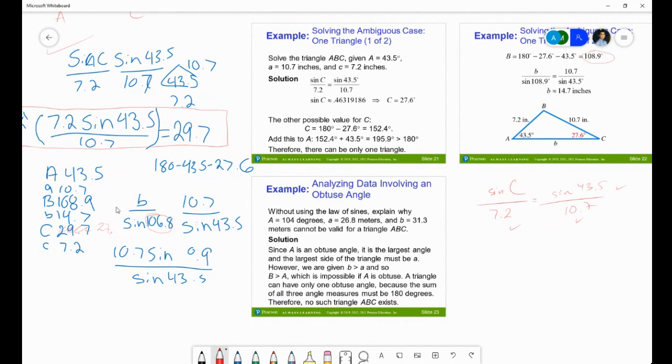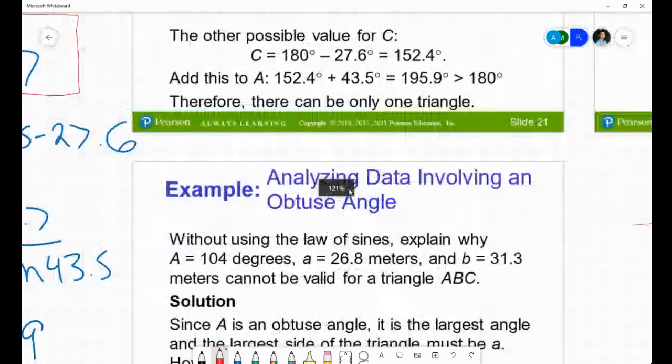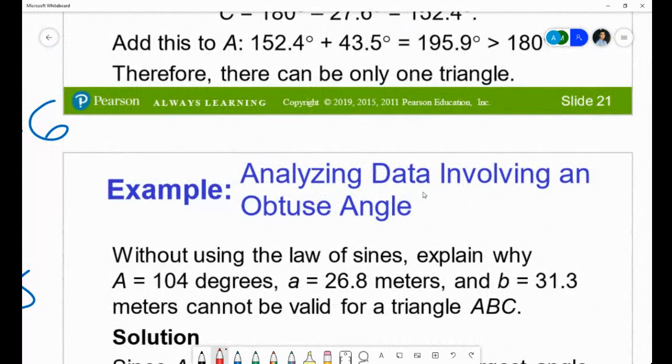All right, so let's wrap that problem up and let's look at this here. So let's discuss it. Okay? Maybe draw it out, that would help. So without using the law of sines, explain why A equals 104 degrees, side A 26.8 meters, and side B 31.3 meters cannot be a valid triangle.